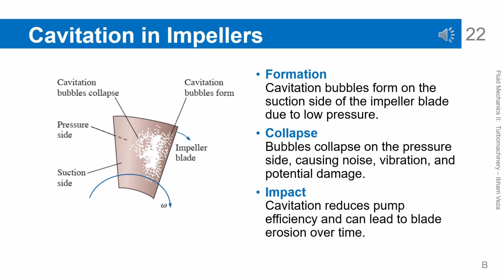Cavitation in impellers. Cavitation occurs when the local pressure on the suction side of the impeller blade drops below the vapor pressure of the fluid. Under this condition, vapor bubbles form and are carried to regions of higher pressure. These bubbles collapse suddenly and cause noise and vibration. The collapse process can also gradually damage the impeller blade surface. As a result, cavitation reduces efficiency and shortens pump life.